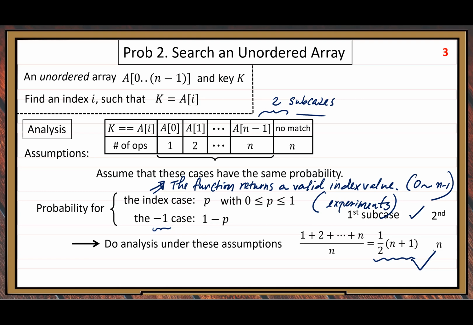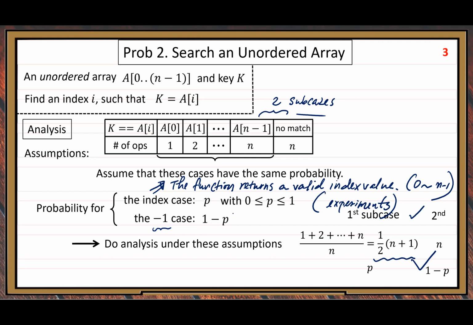That is important. How to make it appropriate? When we combine these two subcases, what is the appropriate way? Here we need to use the probability numbers, these two probability numbers. Let's look at the combination of these two subcases.